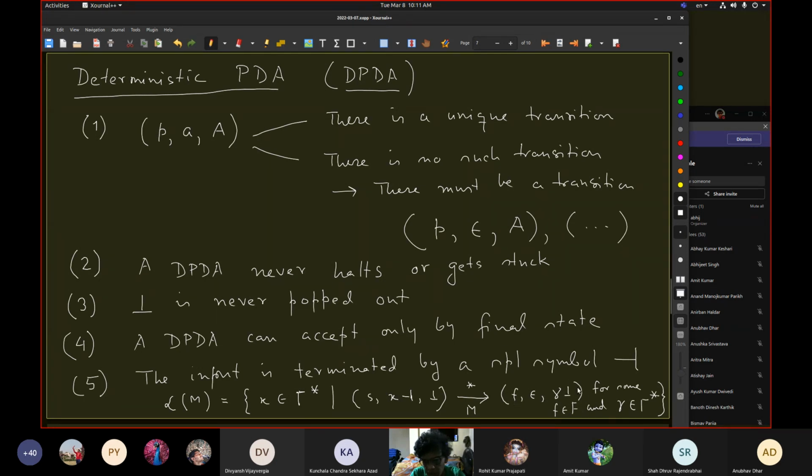Whatever the content of the stack at that point is irrelevant. The only thing is that this is never popped out. So some gamma may be there on top of it. Doesn't matter. Okay, so this is how I define a deterministic push-down automaton.